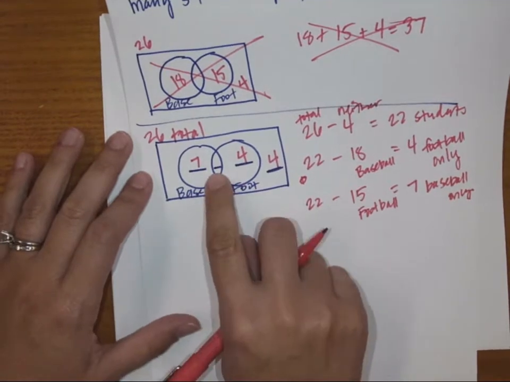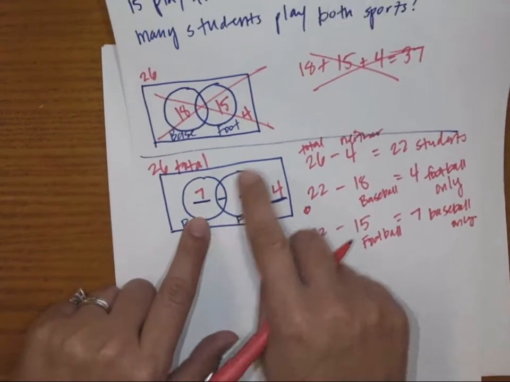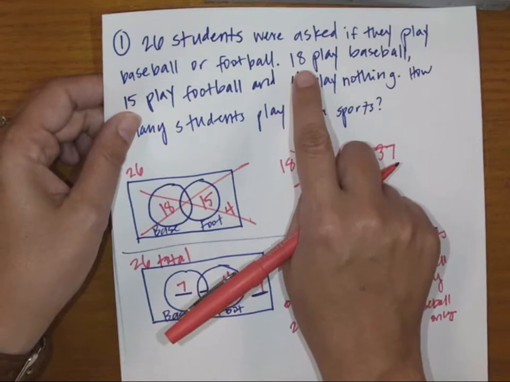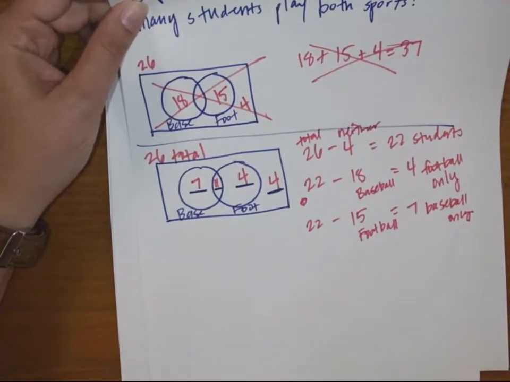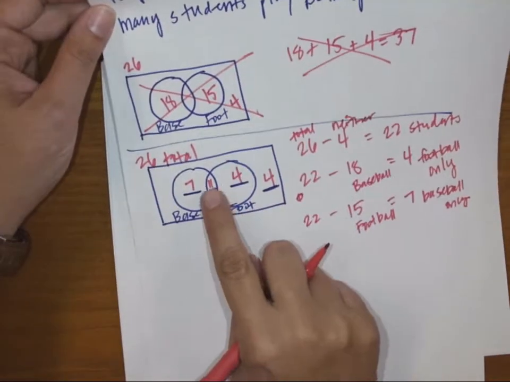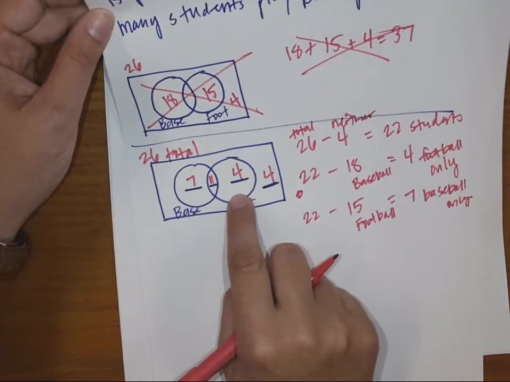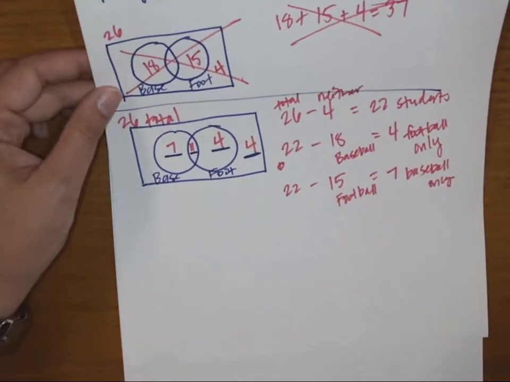And then from there, I can figure out the number in the middle. If 18 students play baseball, then 7 plus 11 equals 18. Or if 15 play football, 11 plus 4 gives me 15. And I can check my answer.